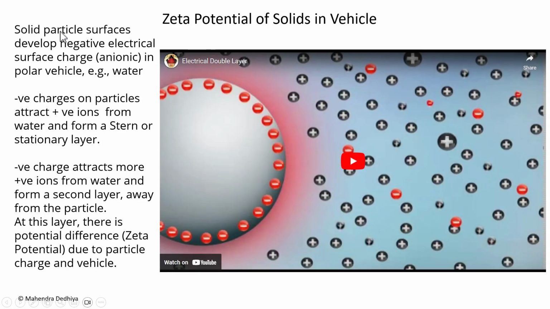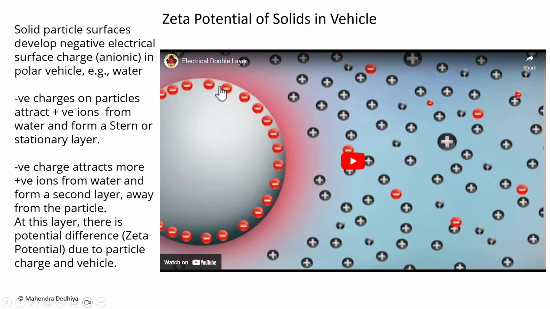The solid particles on the surface generally have negative charge in aqueous system. That's due to an electrolyte in water vehicle. Negative charge on the particle here attracts the positive charge and the electrolytes that are present, and they form a stationary layer. This is called Stern's stationary layer.